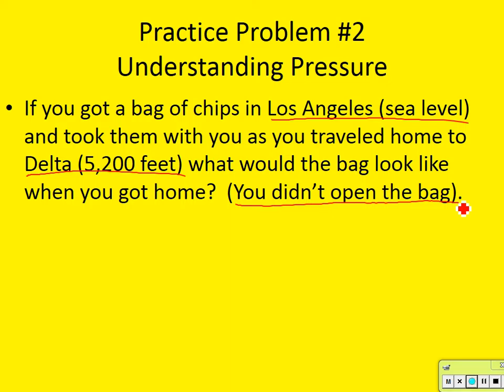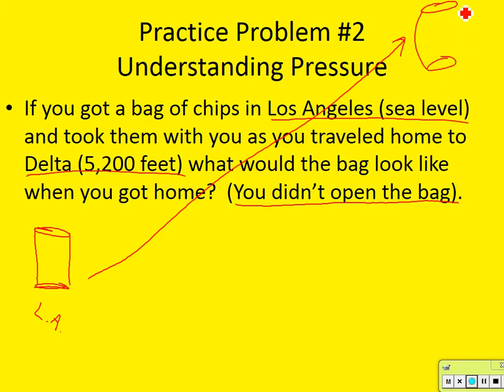Like a bubble. Why is it going to look like a bubble? So let me see if I can draw a bag of chips. Probably can't, but maybe I shouldn't have tried. Okay, so you get this bag of chips. This is in LA. You travel all the way up to Delta, and what's it going to look like? Pillow. Okay, now it looks like a bubble. It's a nice little air pillow.